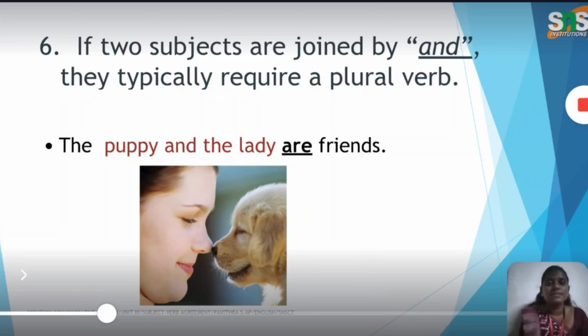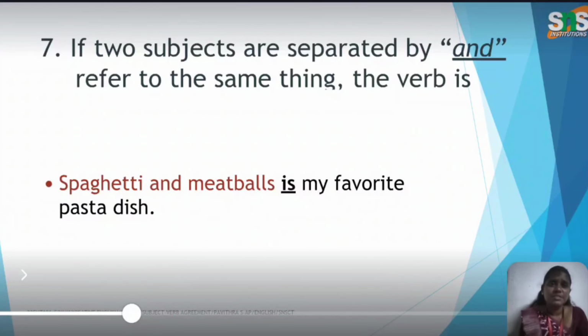If two subjects are joined by and, we already know that and is a conjunction, right? So if the two subjects are joined by and, we typically require a plural verb. For example, the puppy and the lady are friends. So here two different subjects, right? That's why we are using are there. And that is the sixth rule, if two subjects are joined by and.